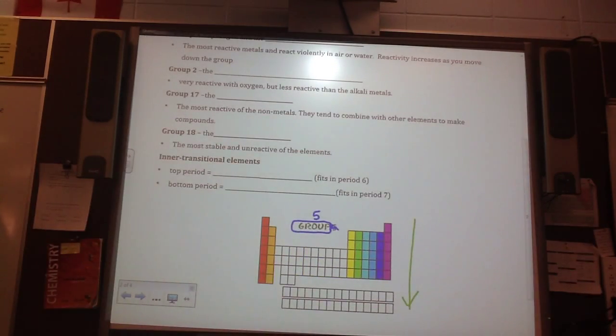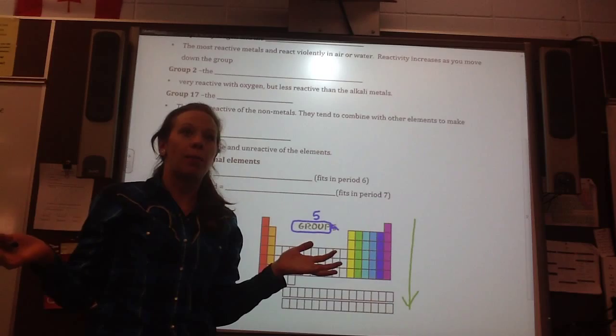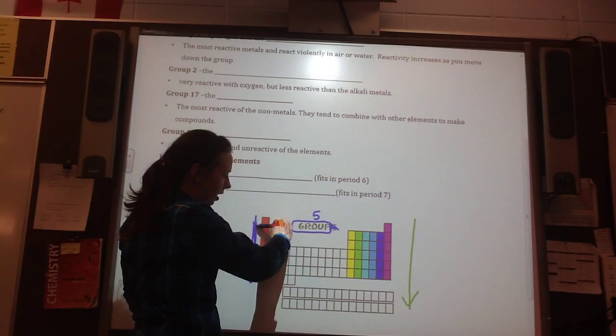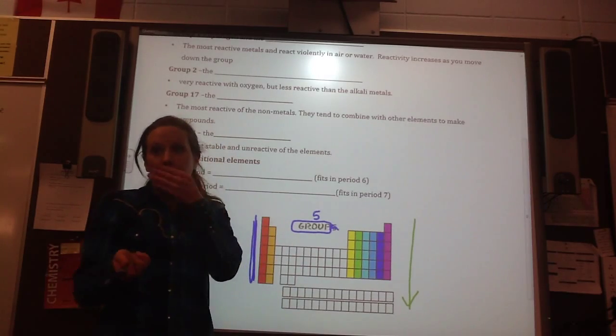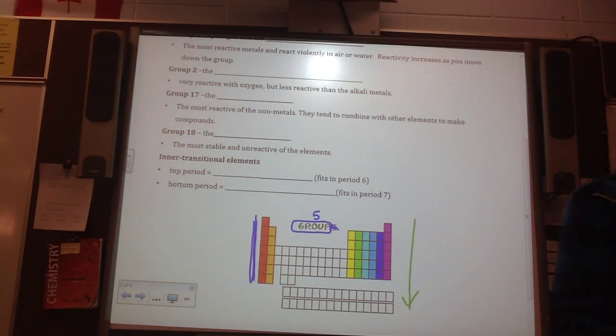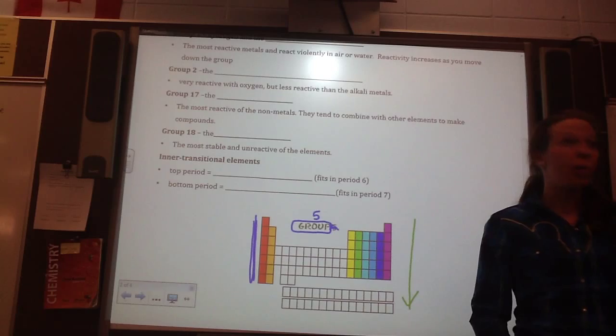Going down is shorter. So I think the shorter word goes with the shorter side of the table. This is the shorter side compared to this. This is longer than this. That's the only way, because I always get them mixed up. That's how I do it. Without a trick like that, I always get them mixed up, even though I teach it.